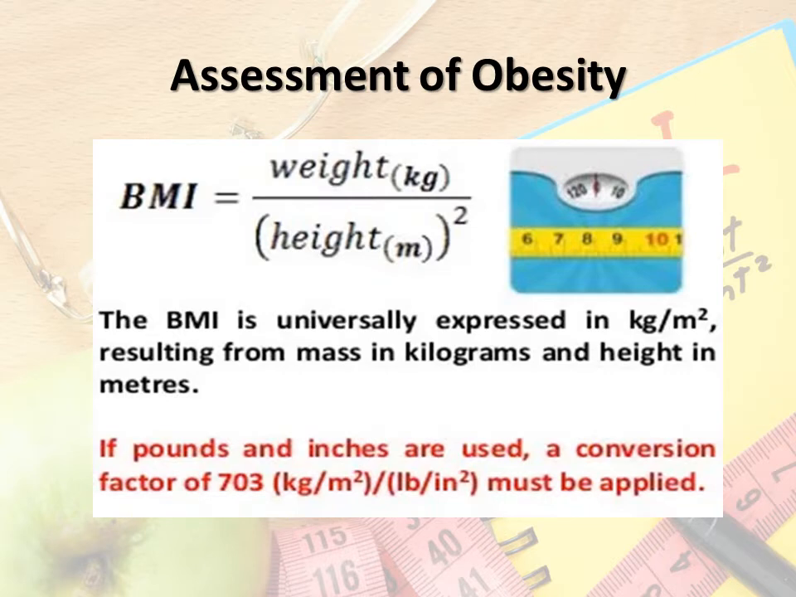Assessment of obesity by the formula, which is weight in kg divided by height in meter square. If you have weight in pounds and height in inches, then you apply the conversion factor 703, which is mentioned in the last as a red line.